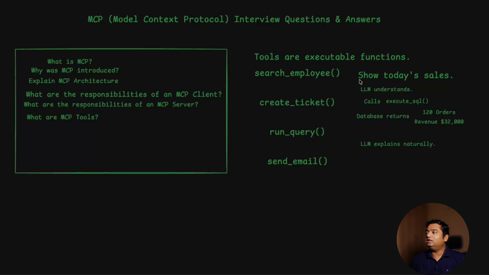Now, for example, if I ask the AI application, show me today's sales. The LLM understands that I'm asking for sales, and for that, your AI system needs to get connected to some database and extract the sales from it. So it calls execute SQL, and then the database returns some answer like 120 orders or revenue. Then the answer gets back to the LLM, and the LLM explains this answer in natural language, in a better form.